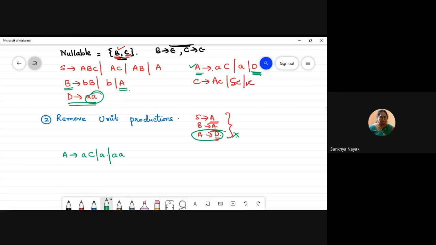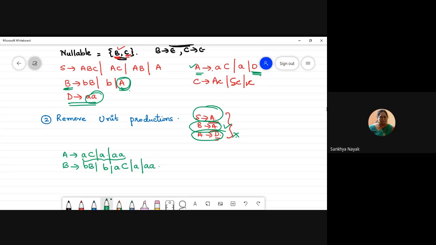Next, let us come to B derives A, right? So let me do that. So B derives BB will remain as it is. Now in place of B derives A, I will write the right hand side of A. So AC, A or AA. So I removed this B derives A.